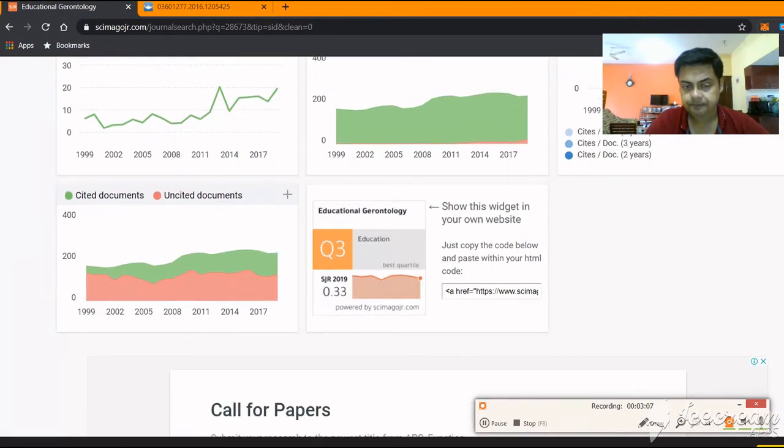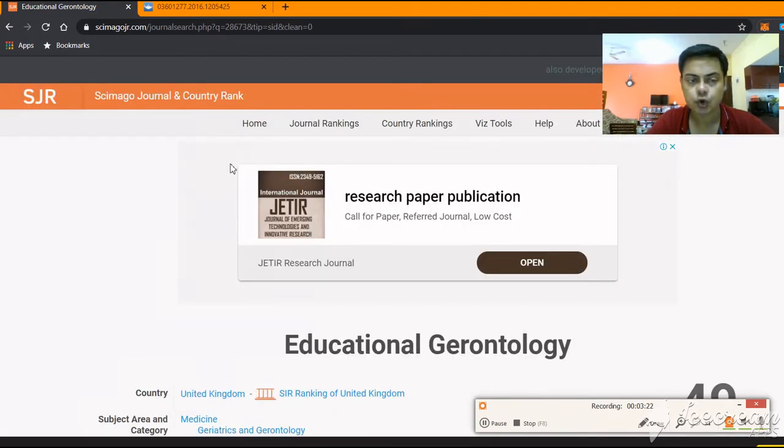Let's see, it's a Q3 journal, so pretty easy to publish, not very difficult. The SJR score is 0.33, not great but not bad at the same time. We can also check for some more information in the Scopus database.